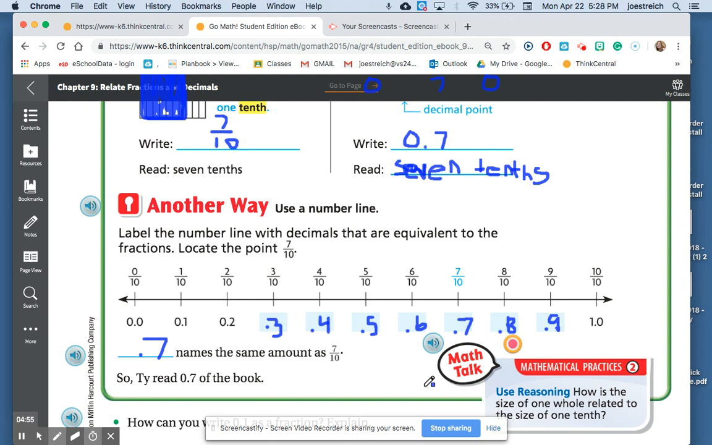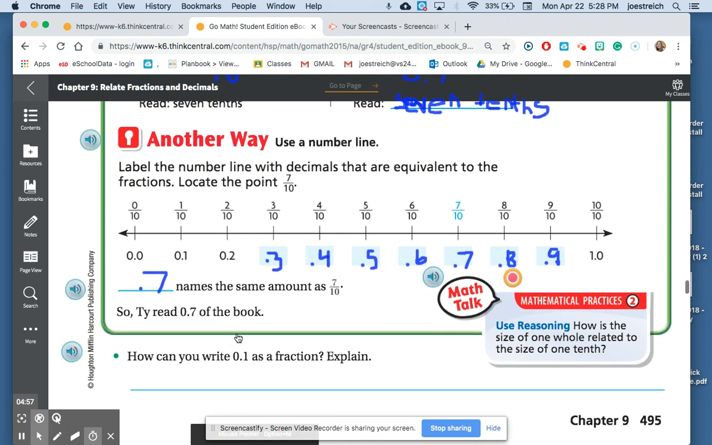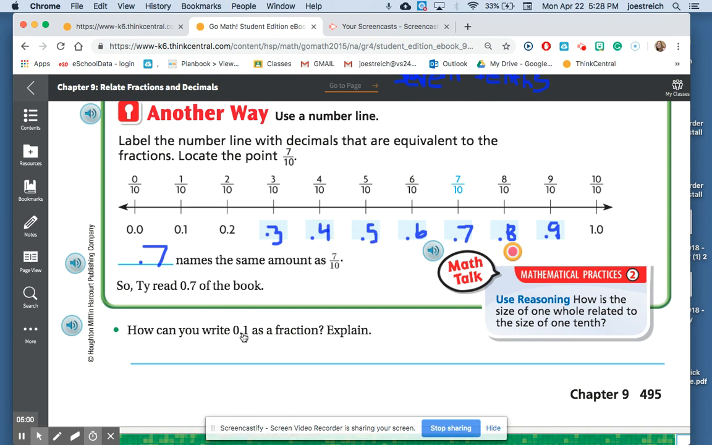So Ty has read 0.7 of the book. How can you write 0.1 as a fraction or 1/10 as a fraction? You can write 1/10 as a 1 in the numerator and a 10 in the denominator. This represents 1/10 of the number. So 1/10 as a fraction is written the same way as 0.1 as a decimal.